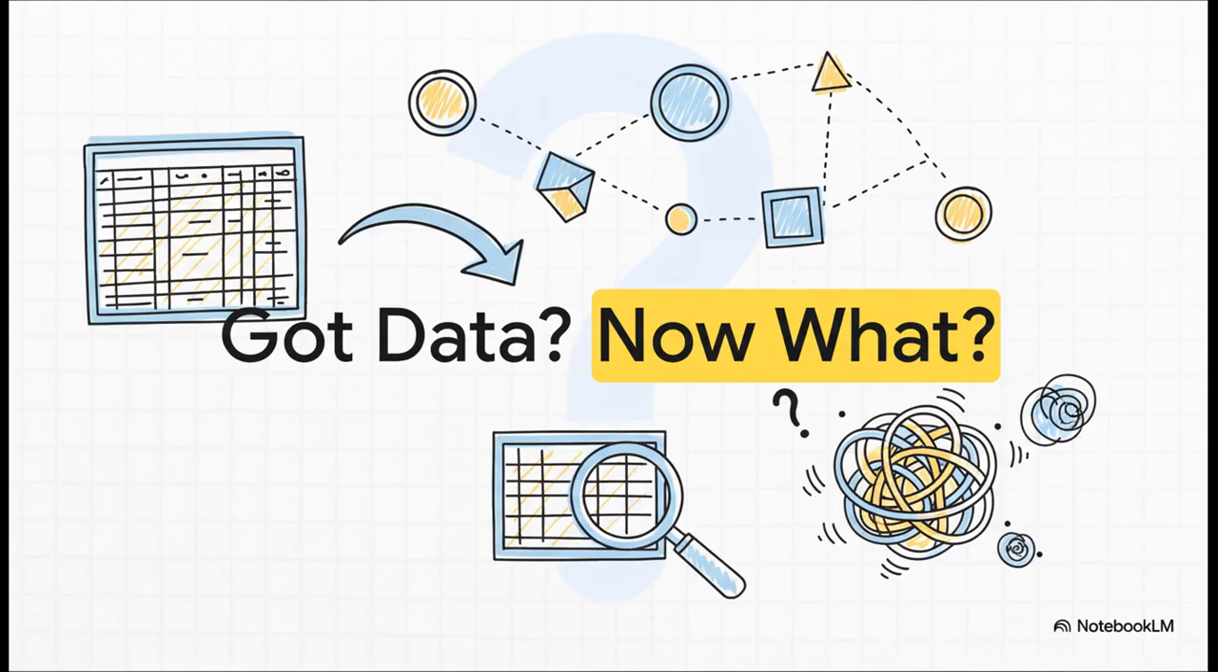So there it is, the spreadsheet. It's just sitting there, a giant grid of numbers and text staring you in the face. You feel like it's trying to tell you something really important, but all you see are columns and rows. It's a classic problem. Where do you even start?